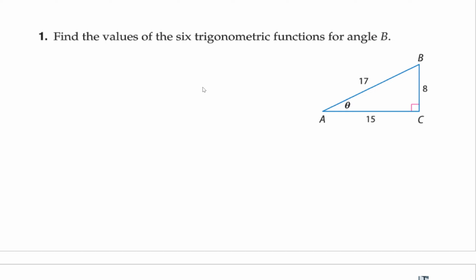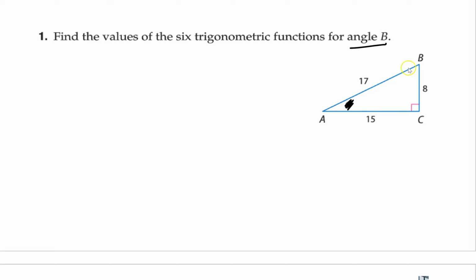Let's do the example here. So we're going to find the value of the 6 trig functions of angle B. Now notice it wants angle B. At angle A, it has a little thing there. It's trying to trick me. It wants angle B. So let's label angle B here. Remember, the first thing we do, anything around the paper, the first thing we do in our head is label the sides. So first, I'm going to label this side.